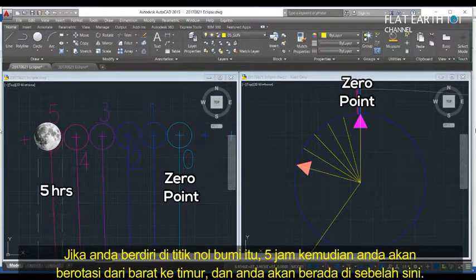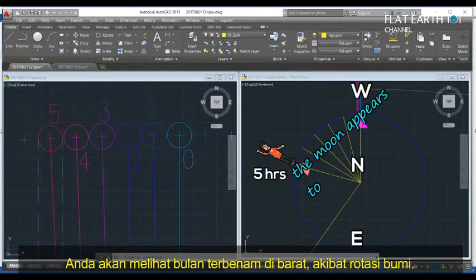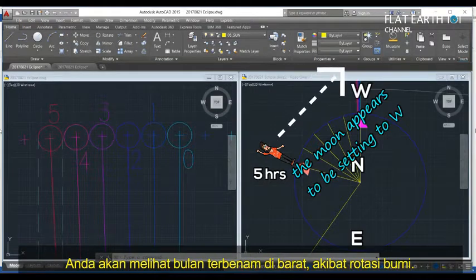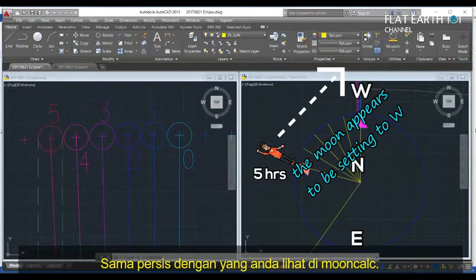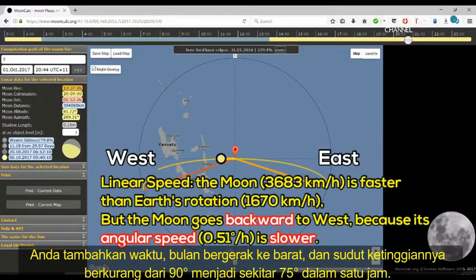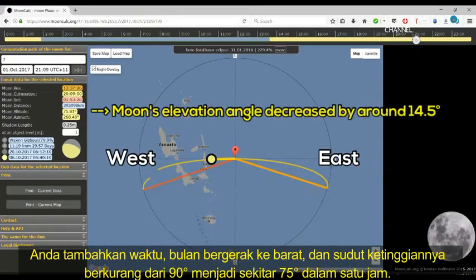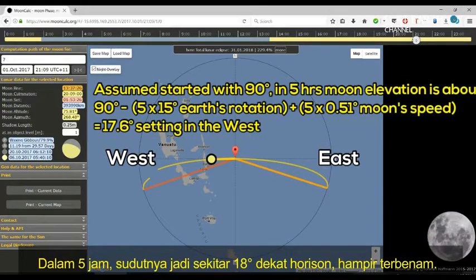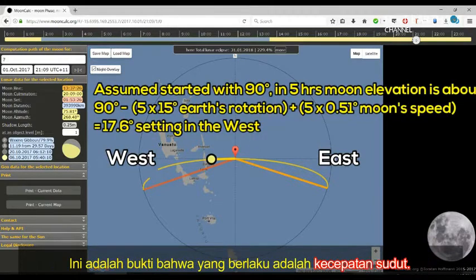If you're standing on Earth over here, 5 hours later, you will rotate from west to east and you'll be over here. You will see the Moon is setting to the west due to Earth's rotation. Exactly like you've seen at mooncalc, you add time, the Moon goes to the west. And the elevation angle is subtracted from 90 degrees to around 75 degrees in 1 hour. For 5 hours, it would be around 18 degrees near the horizon, almost setting. This is the proof that it's the angular speed that applies.